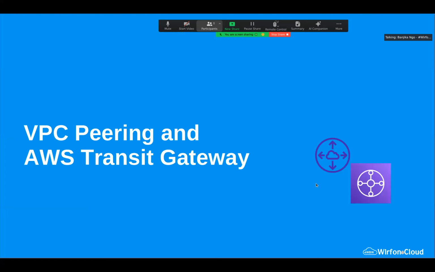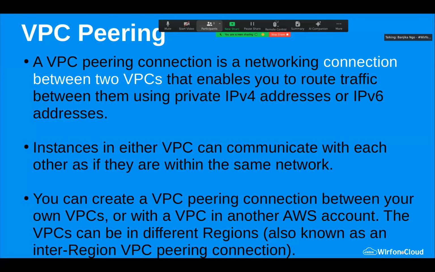So we have touched on how to connect on premises to your VPCs. We have talked about site-to-site VPN. We have talked about Direct Connect. Let's look at what about connecting your VPCs. What happens if you have VPC A and VPC B? Remember, they are different networks on their own. They are virtual data centers that sit independently. If you want to connect them, what do you use? That's where VPC peering and AWS Transit Gateway come into play.